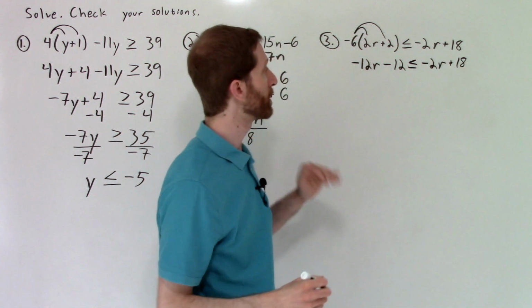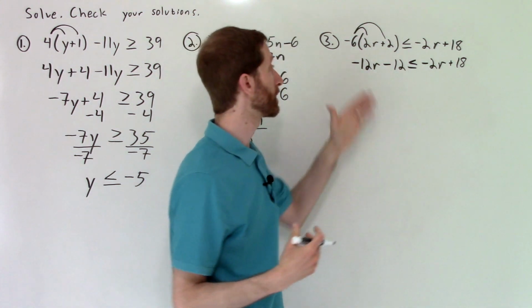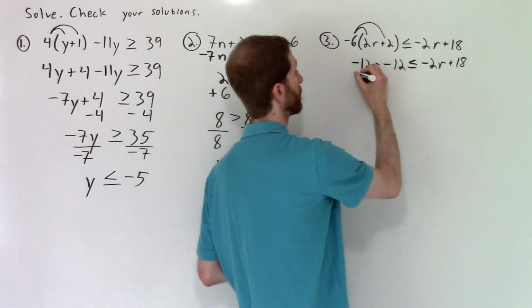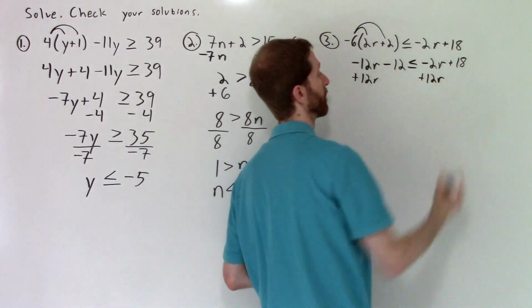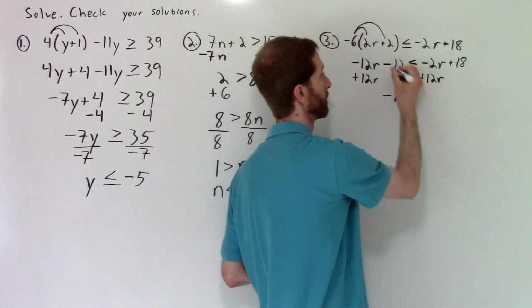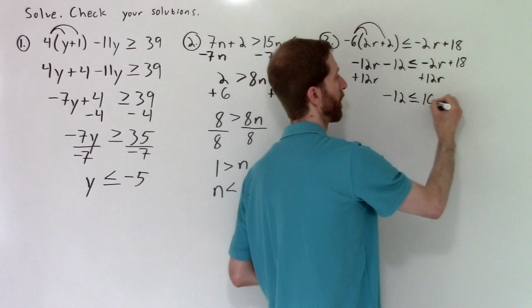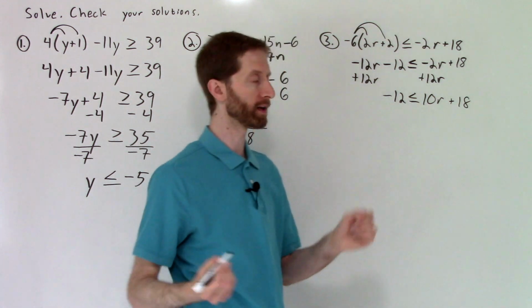Okay, so from here it's up to you whether you want to add the 12r or add the 2r. I choose adding 12r because that's going to make the r values positive. So I'll join the variables together. Solving it like an equation, the 12r and negative 12r cancel, leaving me with negative 12, that negative sign stays, is less than or equal to 10r plus 18. I just did negative 2r plus 12r to get 10r.